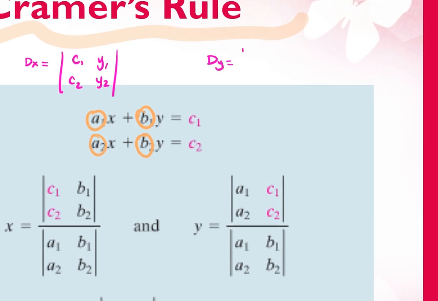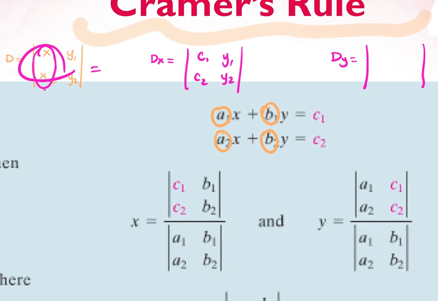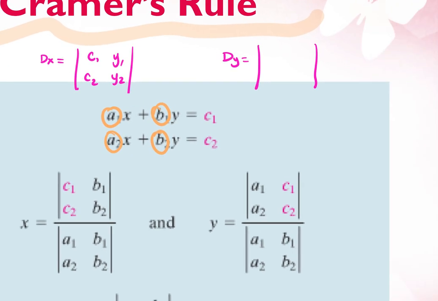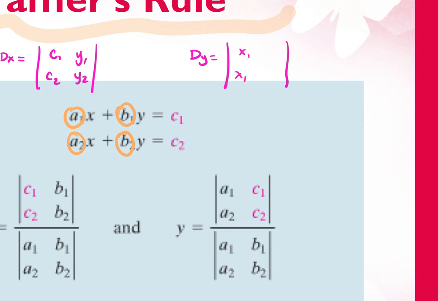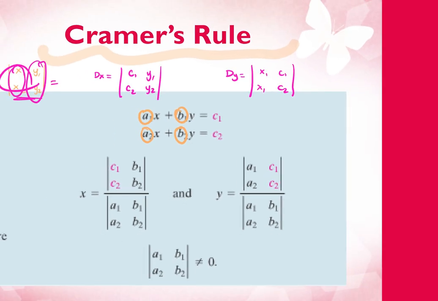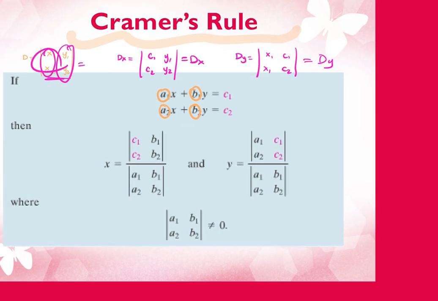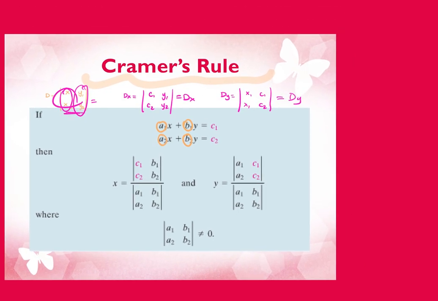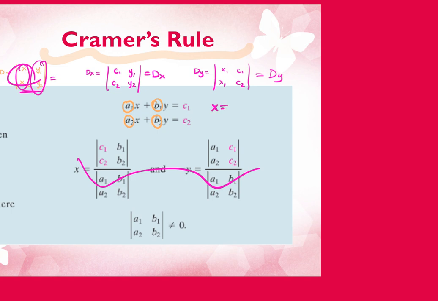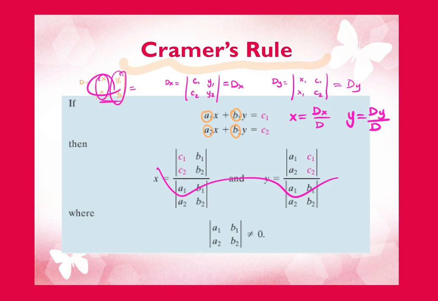Then we find D of y. This time, we go back to the initial and we take out the y's and put in the constants. So the x's stay, and the constants go where the y's are. Then you'll use the determinant and you'll get D of y. Then to find your x, which I think is a little bit confusing, what's written here: to do your x, you're going to put D of x over D. And to get your y, you're going to put D of y over D. So you're going to do the determinant 3 times and then set up the ratios.